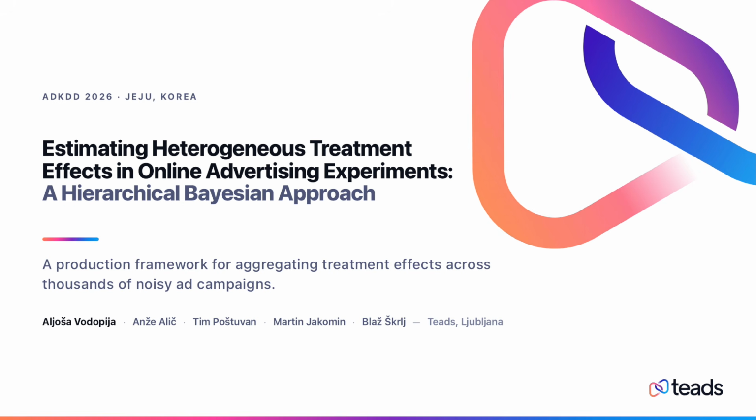Hello everyone. Today I will present our production framework for estimating heterogeneous treatment effects in online advertising experiments. The core idea is a hierarchical Bayesian model for aggregating effects across thousands of noisy ad campaigns.